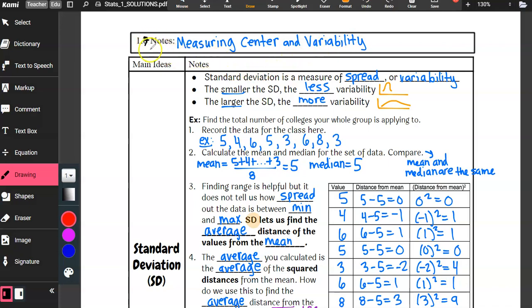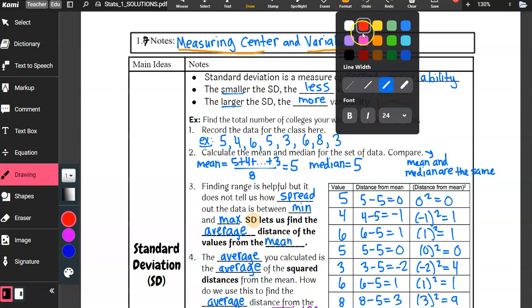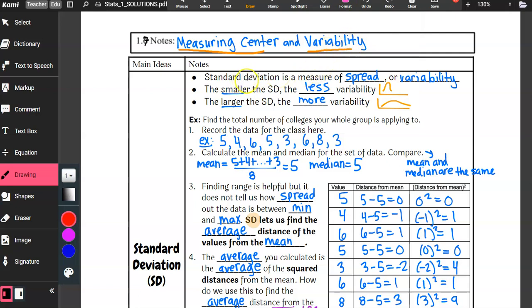Okay, so this says 1.7 notes are about measuring center and variability. Standard deviation is a measure of spread or variability. Okay, so standard deviation, or SD, the smaller the standard deviation, the less variability.